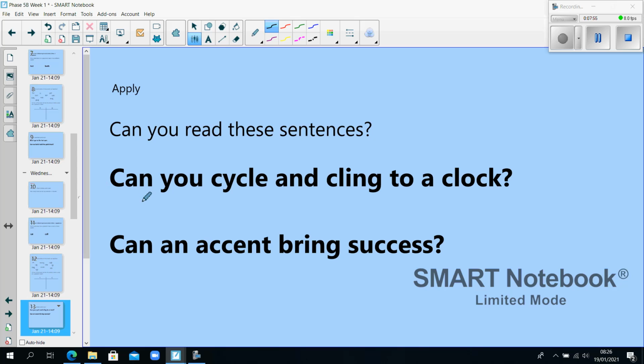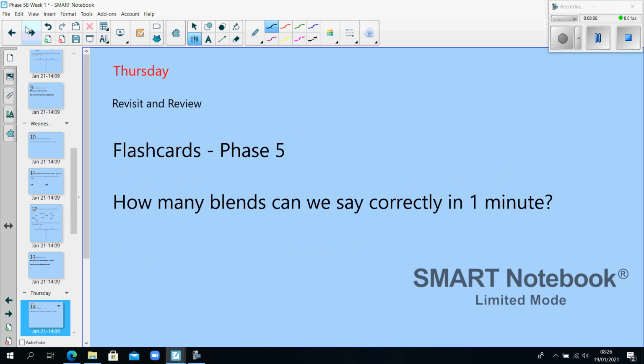Can you read these sentences? Can you cycle and cling to a clock? Can an accent bring success? Well done, that's the end of Wednesday.